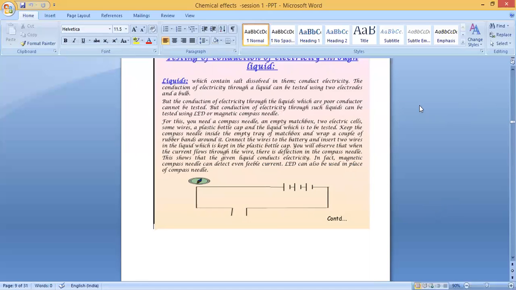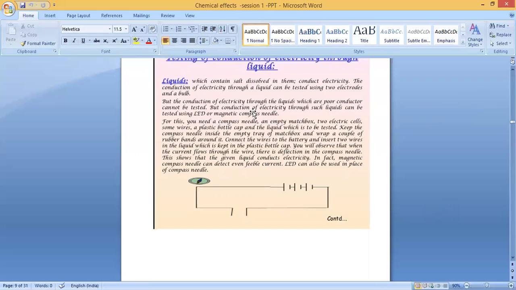Because in bad conductors very little current can pass through them. If we use a normal bulb, it will not glow because very little current is passing. So instead of the normal bulb, you can use an LED, because an LED needs very little current to glow. And also a magnetic compass needle, which will show fluctuations.